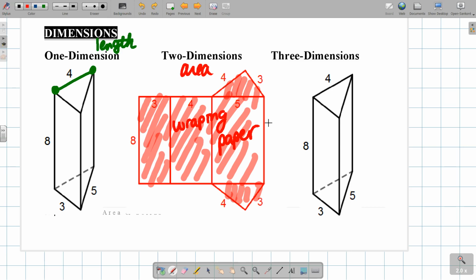Three dimensions is the amount of stuff on the inside of a solid. So if this were a hollow shape, like a triangular vase, if you will, and I were to fill it up with water all the way to the top. Imagine that water in there, filling it up all the way to the top. That would be volume. Filling something up on the inside.